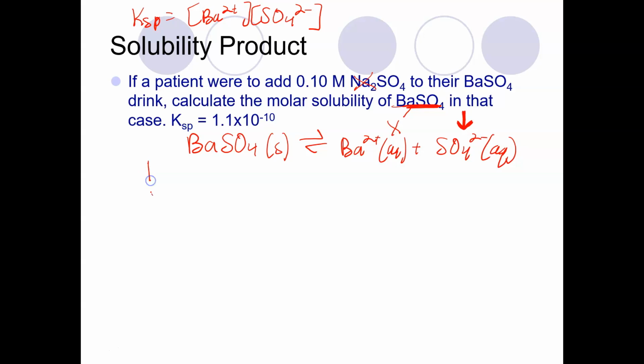So how that's going to play into this, when I go to set up my ice table, I ignore my solid. There's no barium, but there is going to be an initial amount of sulfate, the 0.10 molarity coming from the sodium sulfate. So now I'm just going to do my ice table. I just have an initial value.